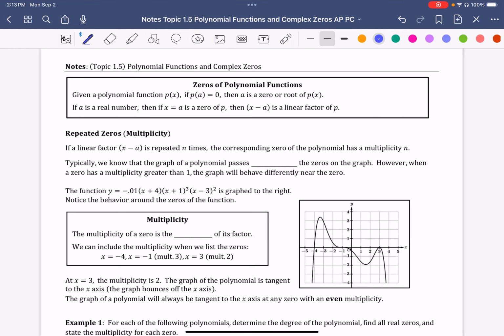Today we're going to be covering topic 1.5, polynomial functions and complex zeros. Given a polynomial function p of x, if p of a equals 0, then a is a zero or a root of p of x.